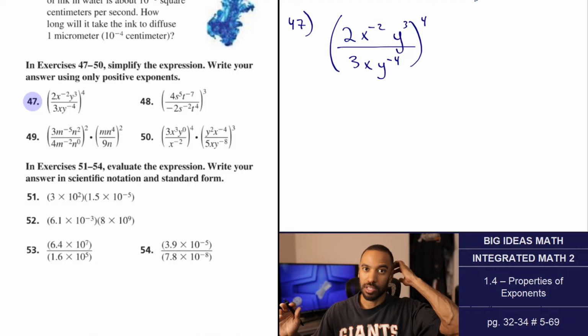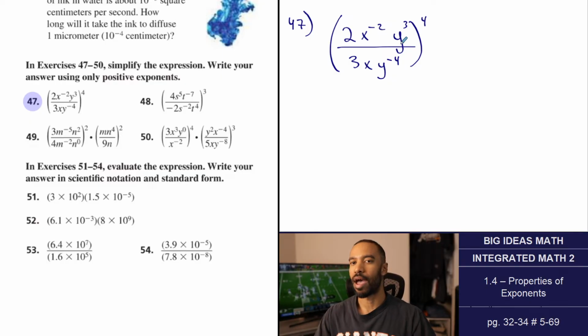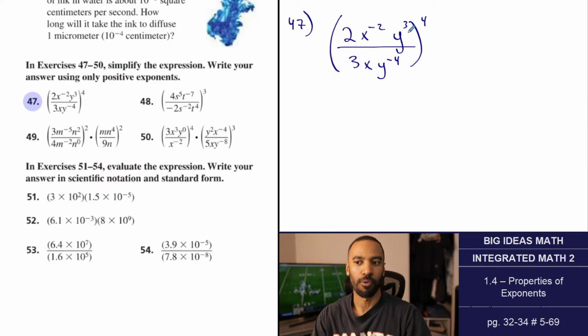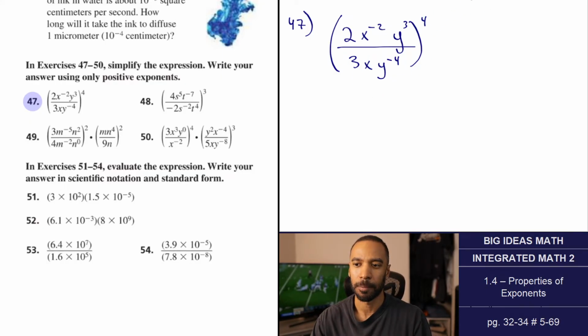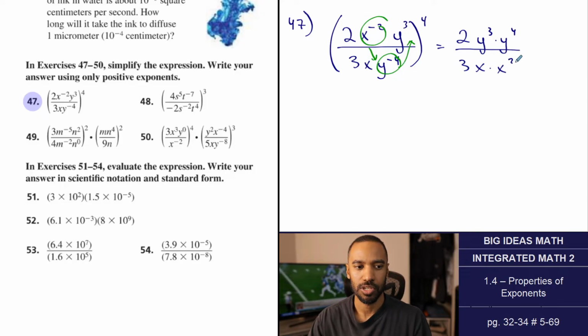Okay, so as an example, which I'm not going to do, this 4 can apply to every portion of this product, this, and this, and work it out. But I'd rather simplify what's inside first before doing the 4th power thing. Meaning, let's first turn negative exponents positive, like so. So we'll first get 2y cubed times y to the 4th over 3 times x squared, all raised to the 4th.